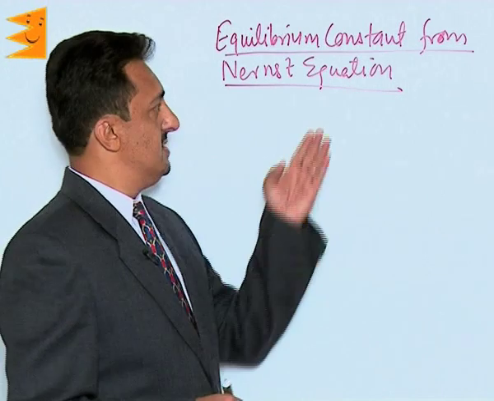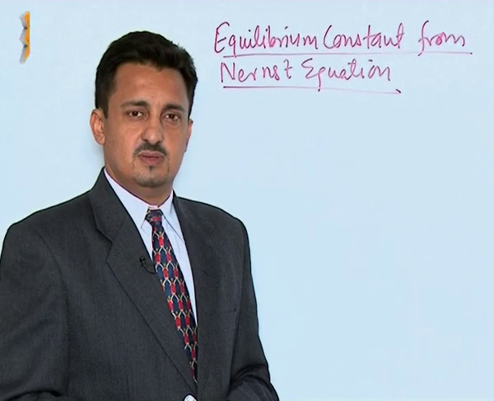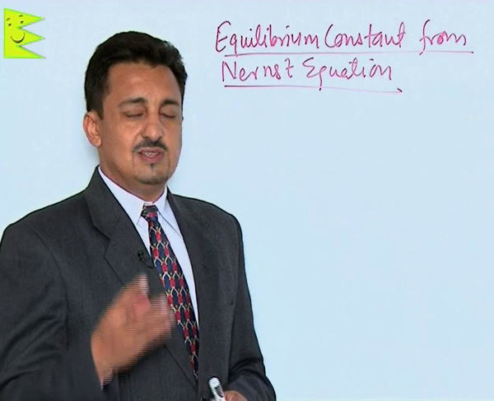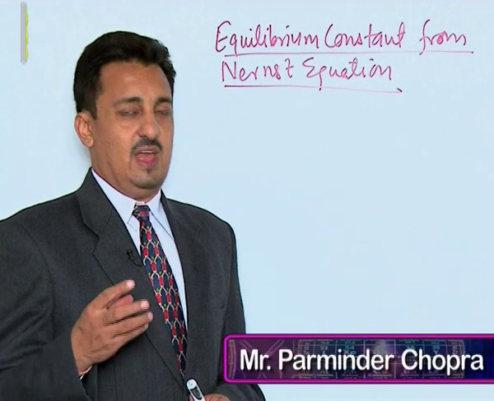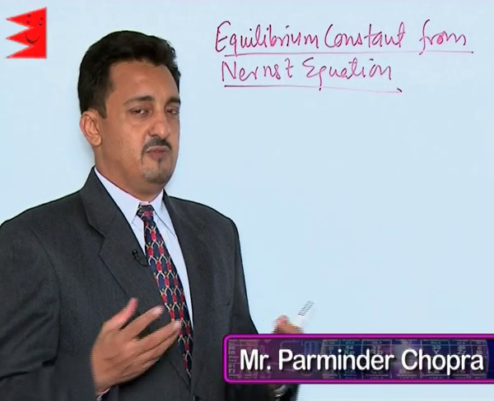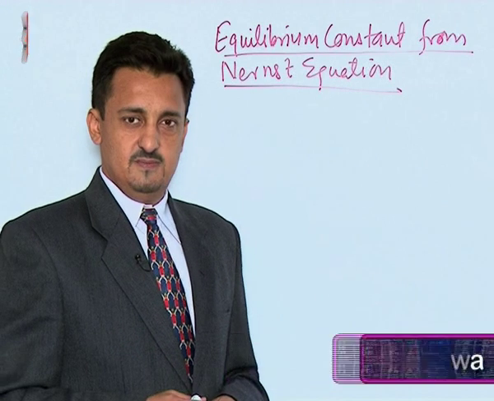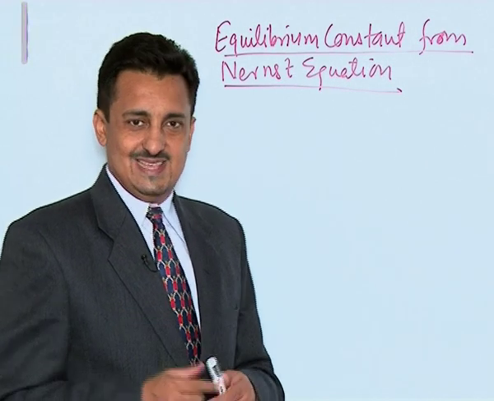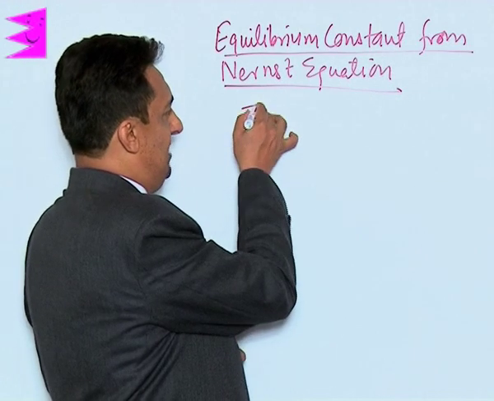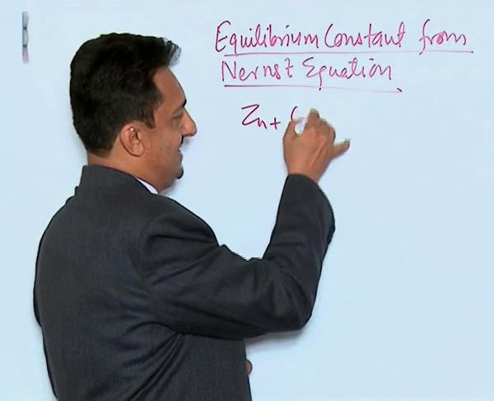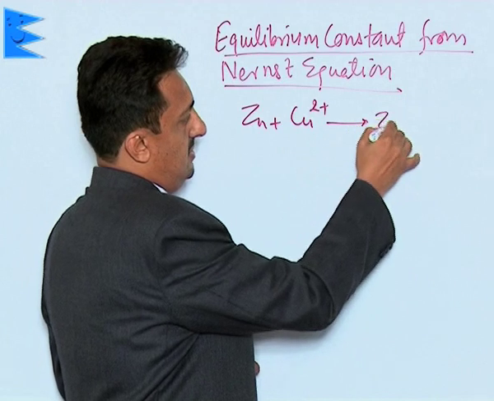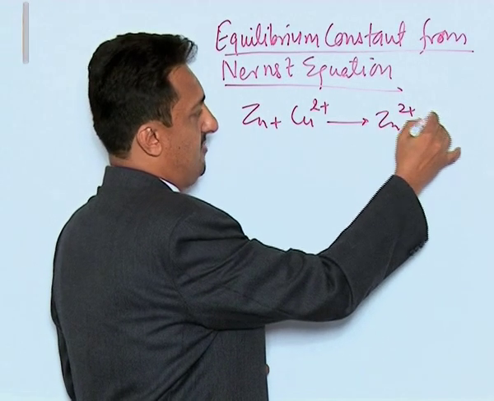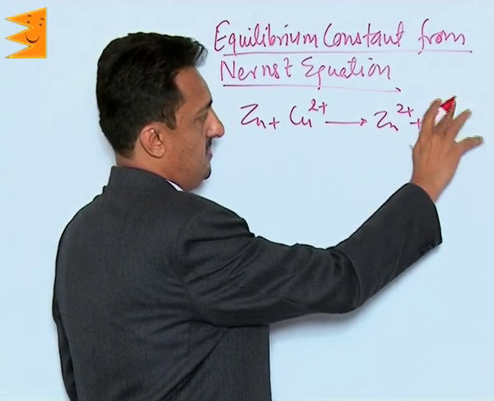Equilibrium constant from the Nernst equation. Yes, we can also find out the equilibrium constant for any redox reaction from the very simple Nernst equation formula. Now for this, let us take an example of a Daniell cell. In the Daniell cell, we know the reaction basically is like this: the zinc gets oxidized and it reduces copper.